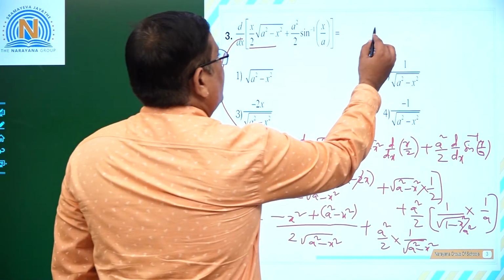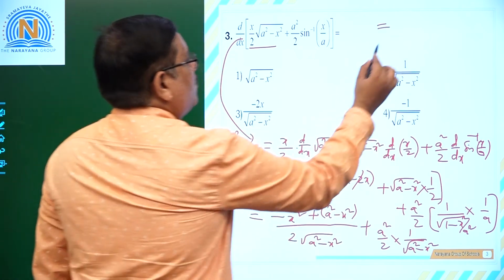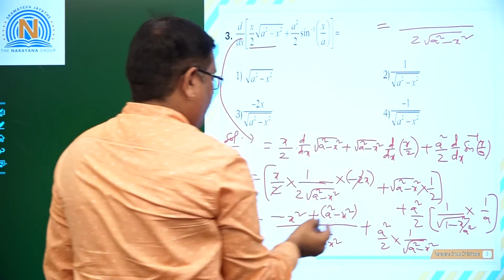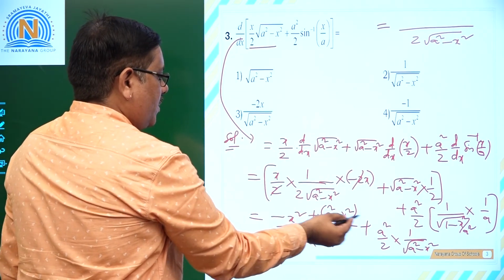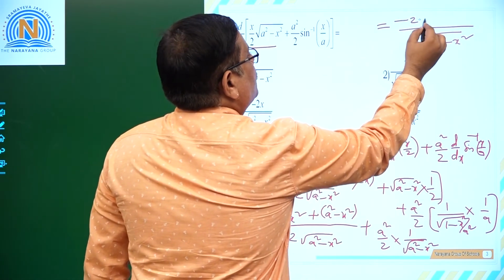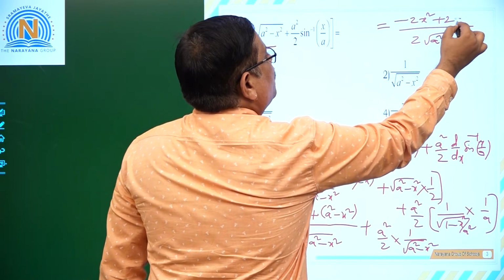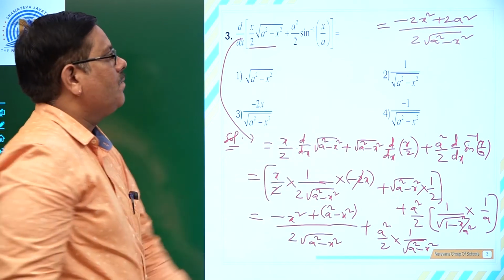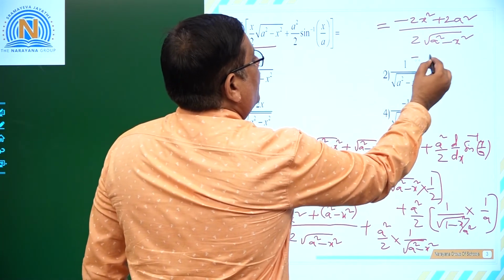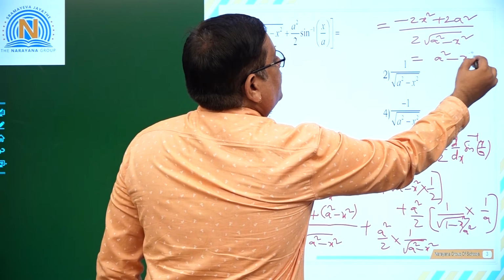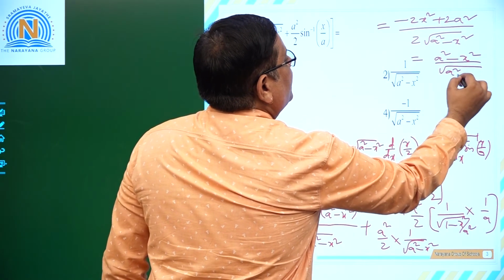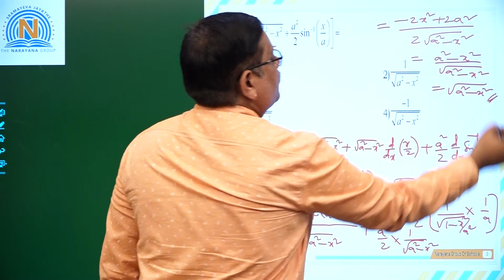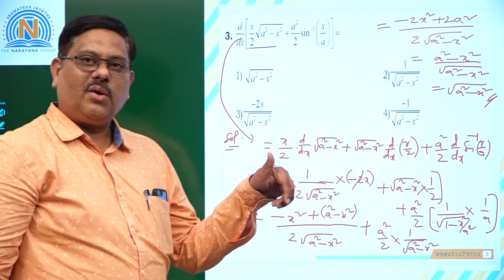If at all I simplify this, here these two are like fractions. What is the denominator there? 2 root over a square minus x square. Okay. Here any simplification, minus 2x square. Yes, you have minus 2x square plus 2a square. Because here we have a square, this is 1a square, 2a square we have. That is otherwise 2 cancels, and finally it is a square minus x square by root over a square minus x square. That is nothing but root over a square minus x square. Okay. x by root x is root x.